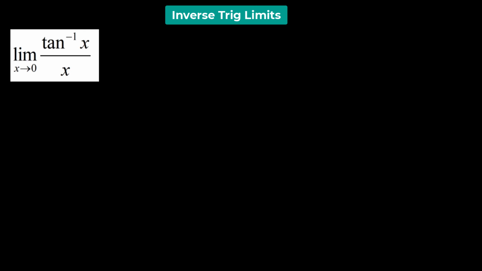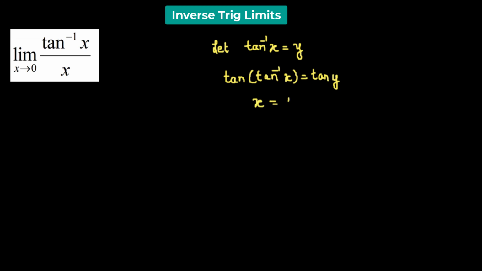Similarly, we can also find the limiting value of tangent inverse of x over x. So we assume that tangent inverse of x is equal to, let's take it as y. So we'll take the tangent on both sides. That will give us tangent of tangent inverse of x is equal to tangent of y. So tangent of tangent inverse of x will be x. So we have x equals tangent of y.